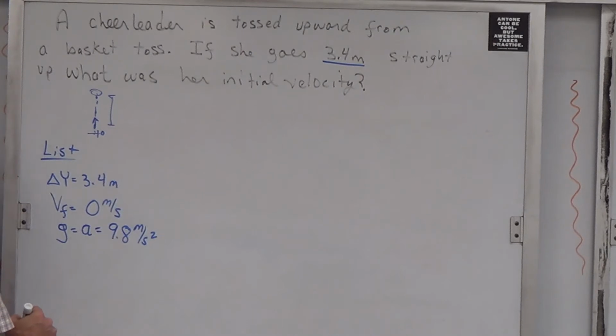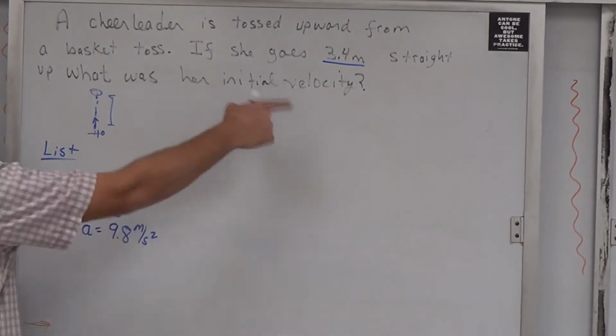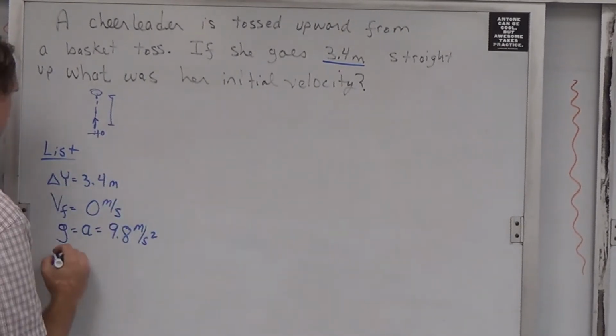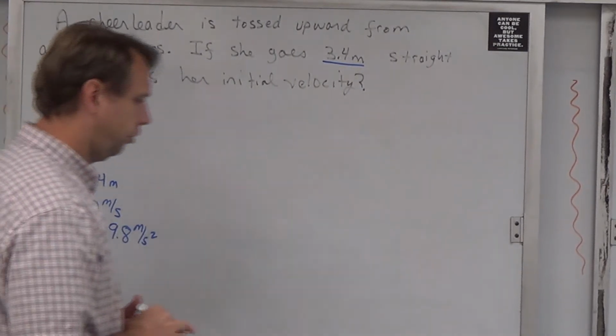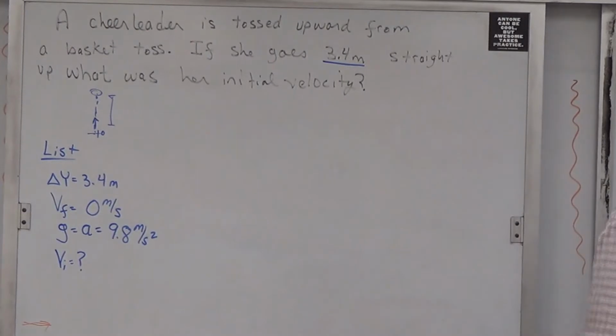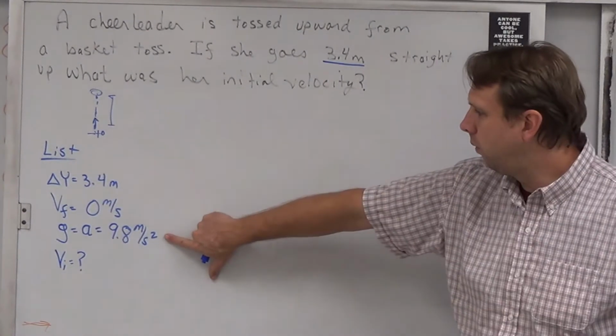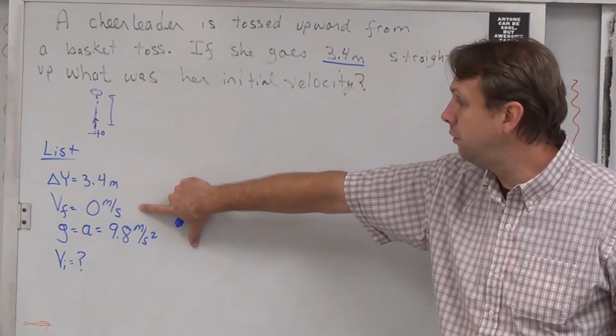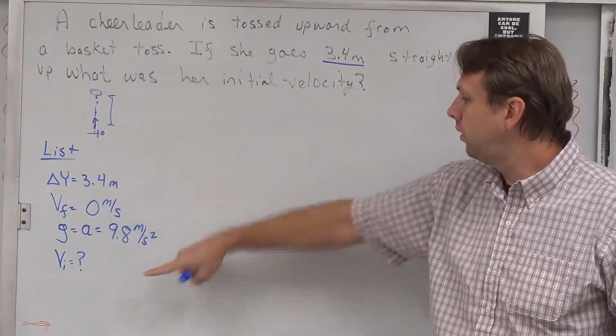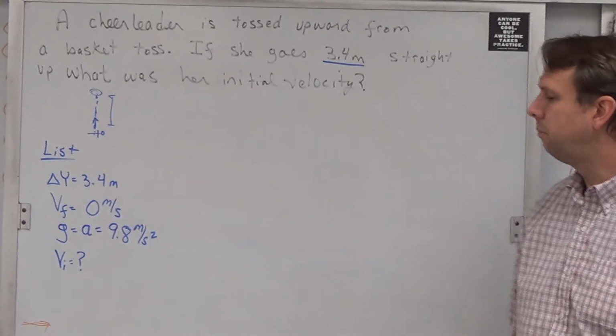And then finally, what are we looking for? What was her initial velocity? Vi equals question mark. So I have in my list the acceleration, because we can assume it's the Earth. The final velocity is 0 at the highest point. The displacement was given, and I want to find the initial velocity.